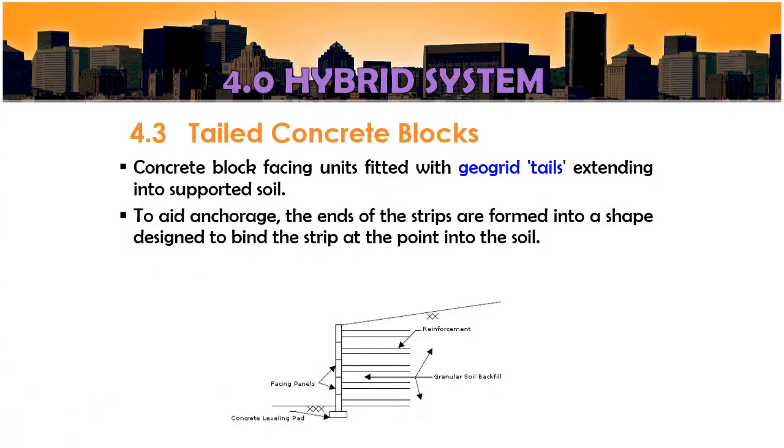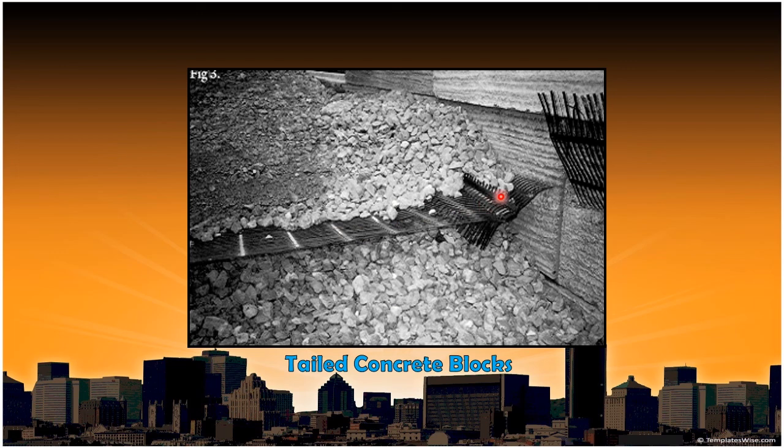Other type of hybrid system, we have tail concrete blocks. Concrete block facing unit. So ini adalah dia punya facing panels fitted with geogrid tails extending into supported soil. To aid the anchorage, the end of the strip are formed into a shape designed to bind the strip at the point into the soil. This is the example. So ini adalah strip dia. Kalau you nampak dekat belakang ni ada aggregate. Jadi aggregate yang kasar-kasar ni dia akan provide friction yang akan anchor this strip pada this aggregate.